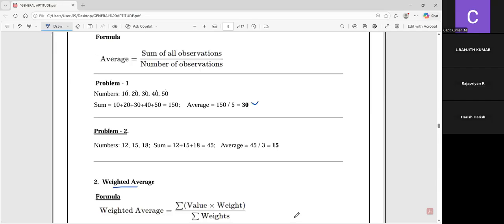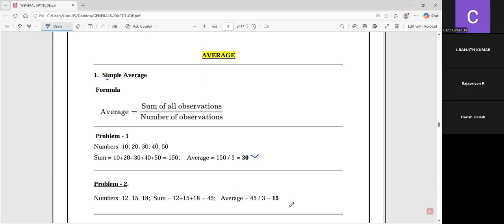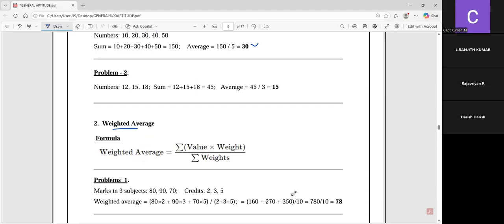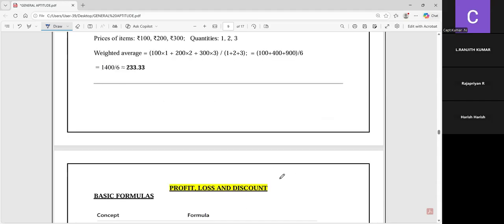These are important topics, important methods available in average. In average, there are only two methods: simple average method and weighted average method. Those are the two methods of average. Now we move on.